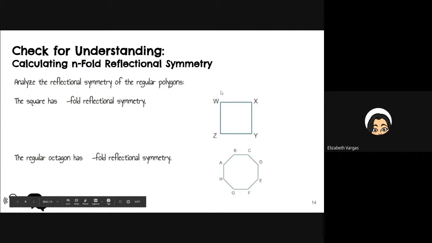So then what is the reflectional symmetry of this square? Someone want to put in the chat box, what is the reflectional symmetry of this square? If we know squares have 4 sides, what is the reflectional symmetry? Square has 4 sides. It's a regular polygon. So what fold reflectional symmetry does it have? We're looking for a number.